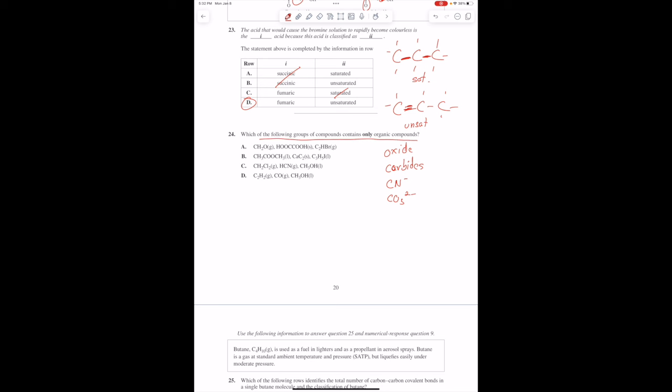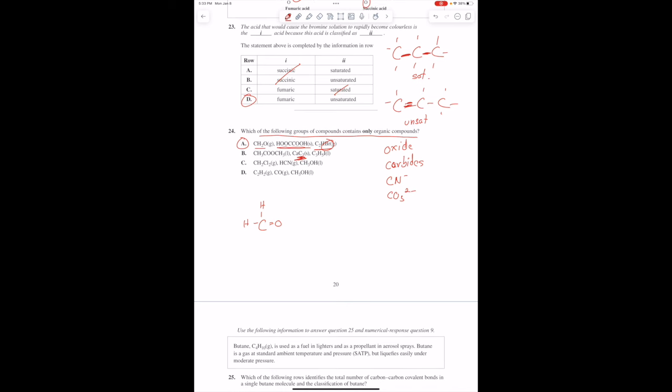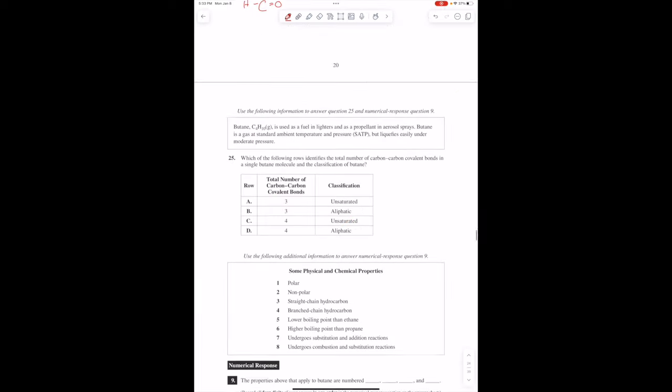So what do I got here? So CH2O, HOOCCOOH, C2H5. If I can draw these, I got CH to an O. That looks like something we've seen. We got C's, H's, and O's. There's nothing unrealistic about that. This is C's, H's, and O's again. C2HBr, so it's halogenated. So A is okay. So I'd say that's going to have to be our answer. Let's look. Oh, there's carbide, so that won't work. Cyanide, so that won't work. That's out. And oxide, yeah, so those are out. Okay, so it's got to be A. All right, good. Moving on.